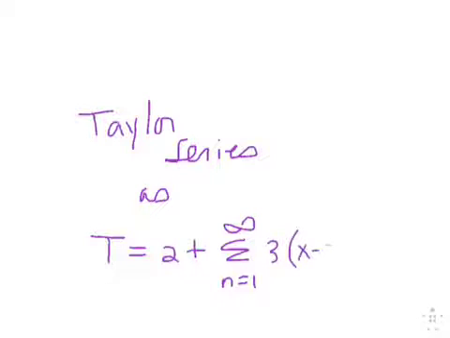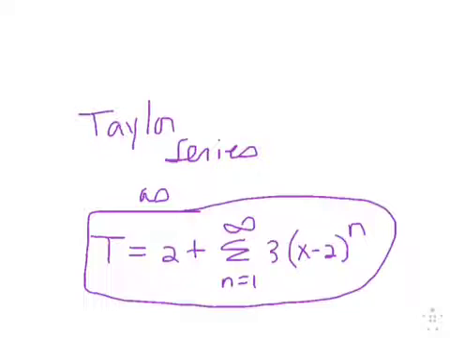So for the final expression, we can indeed express the Taylor series, I'm going to call that capital T, as 2 plus the summation, n going from 1 to infinity, of 3 times (x minus 2) to the n. So it's constantly that pattern recognition. And now the fun part.